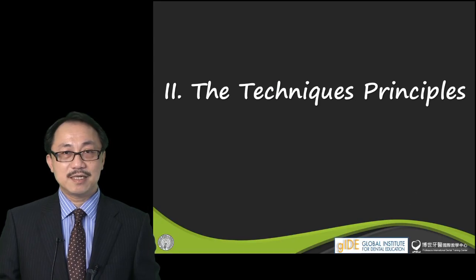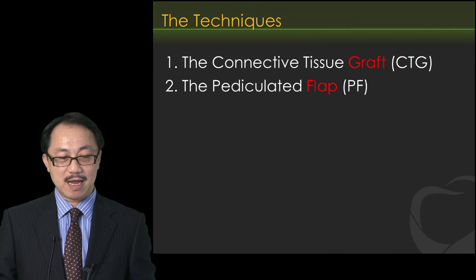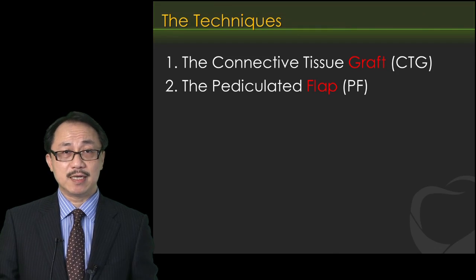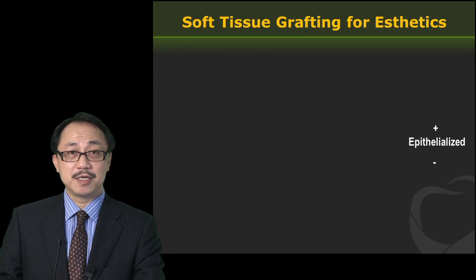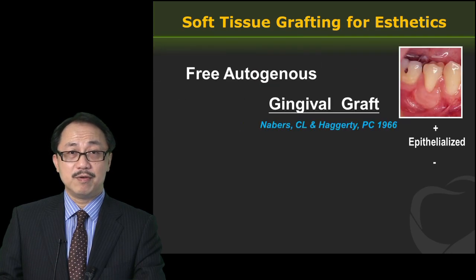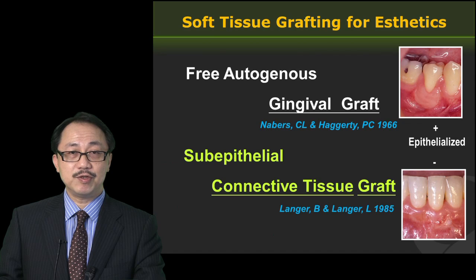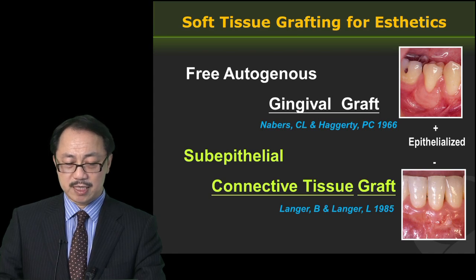So next is techniques and principles. I'd like to share with you two different techniques. First is the connective tissue graft, CTG. Second is a particulated flap. For soft tissue grafting for aesthetics, the graft that we are using now would be a subepithelial connective tissue graft, compared to what used to be a favorite, the free autogenous gingival graft, because the color blending is much better in the subepithelial connective tissue graft.